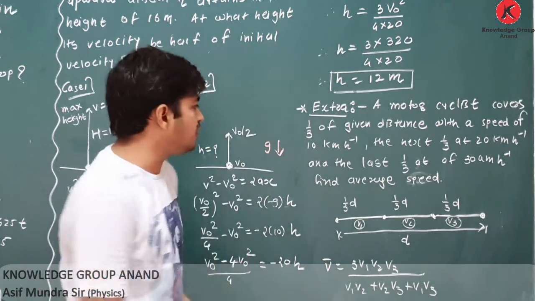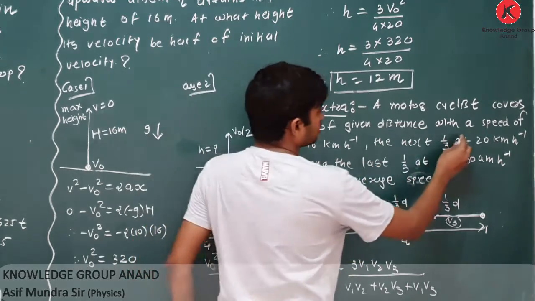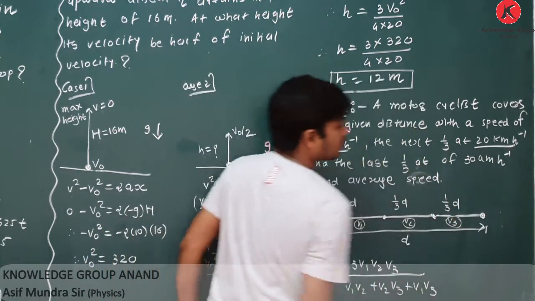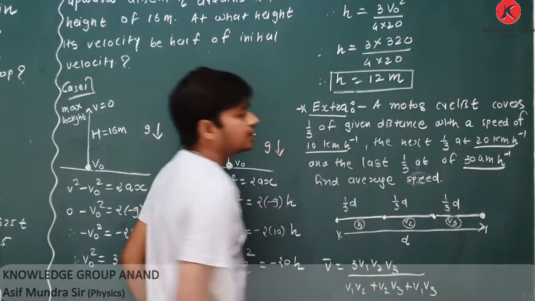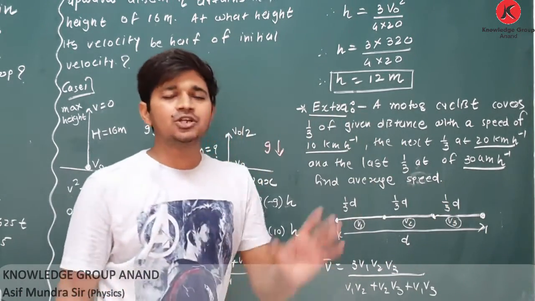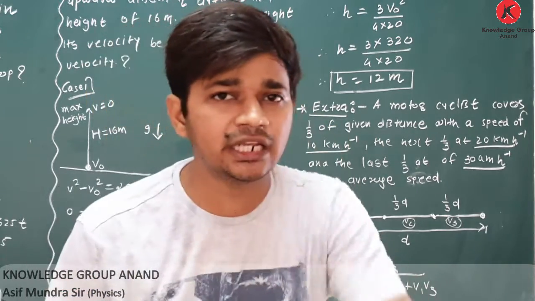What is the value of v1? 10 km per hour. Where is it? Yes, here it is. 20 km per hour is v2 and it is v3. Clear? So if you remember such equations, your calculation will become very short and easy.